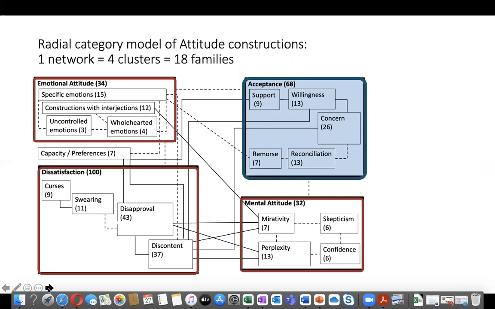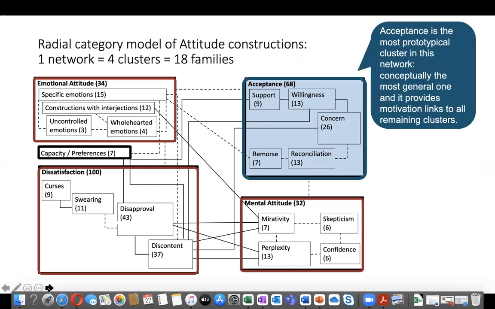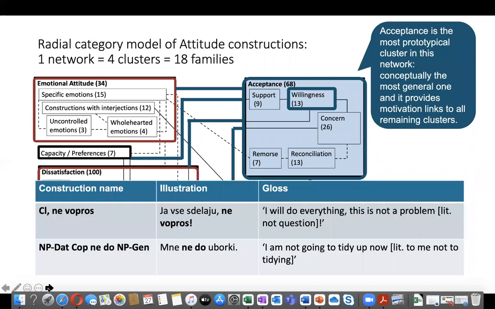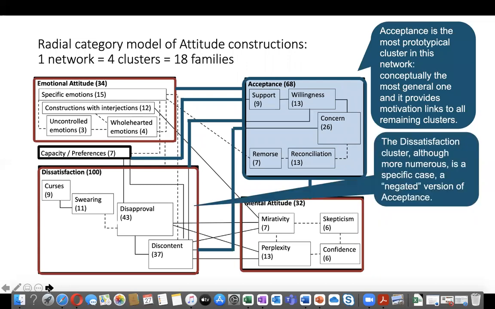The family capacity preferences does not belong to any of these clusters. The acceptance cluster is the most prototypical. It is conceptually the most general one, and it provides also motivation links to all other remaining clusters. Constructions of this cluster convey the meaning that the speaker more or less accepts a situation, for example, willingness or unwillingness to perform an action. The dissatisfaction cluster is the most numerous, but it's kind of a negated version of acceptance.